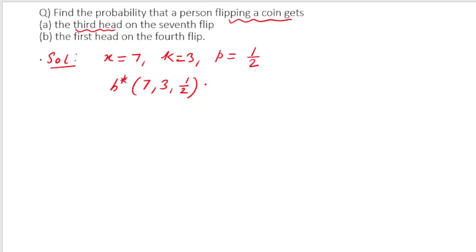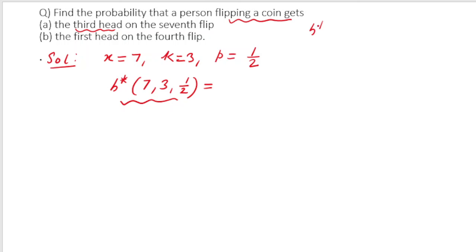Some people can also write it for easier understanding. If you have understood what x and k are, then you can directly write the probability of 3 successes in 7 trials. But be clear that this is the notation. So 7 is the number of trials, 3 is the number of successes that we want, and p is the probability 1 by 2. So what was the formula?